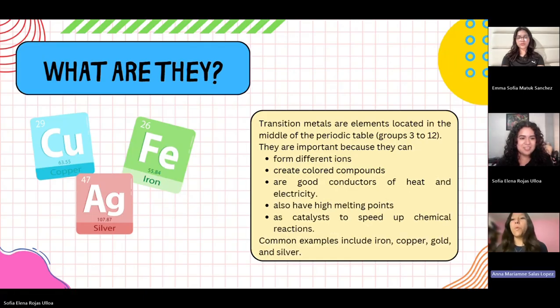Okay, so what are they? Well, transition metals are elements found in the center of the periodic table, and some of them are iron, copper, silver, gold, and zinc. These are important since they can form different ions, create colored compounds, and are known for being good conductors of heat and electricity. They also have high melting points and are known as catalysts.